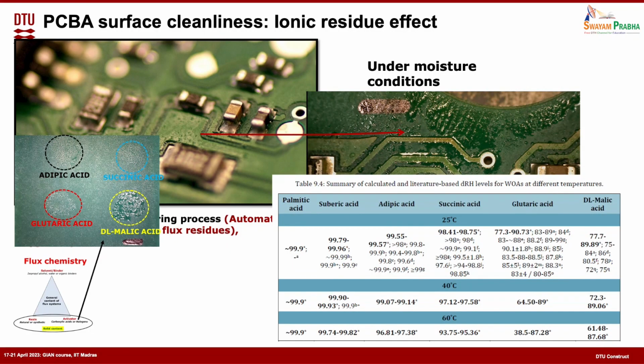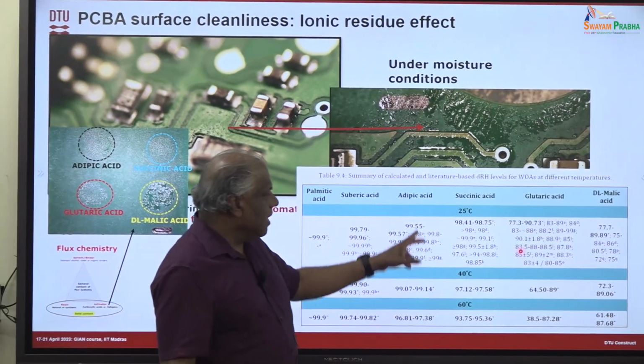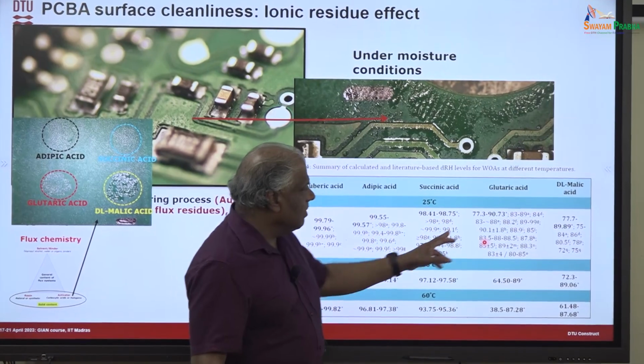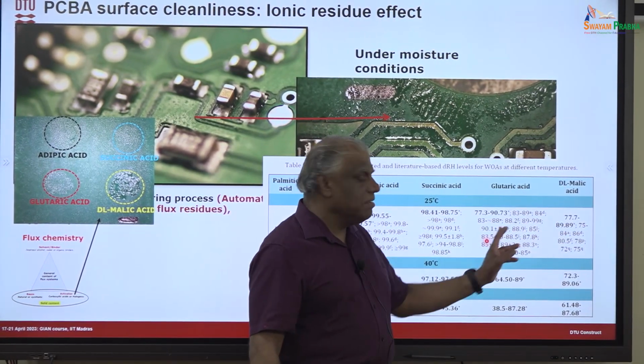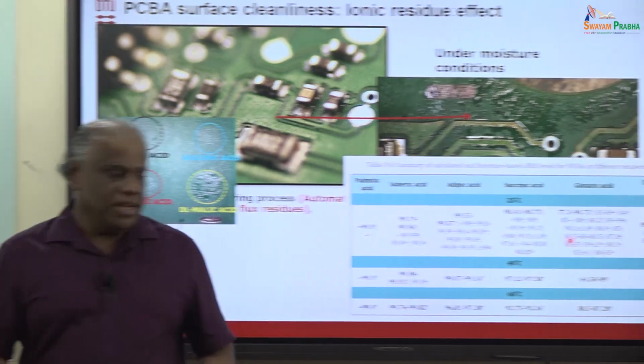So you can see that if you take all these different organic acids that are used in the flux system, they have different deliquescence humidity levels, around 99% starting from that. When you go to these acids, it comes to around 80% and 85% like that. So it is a very important thing.